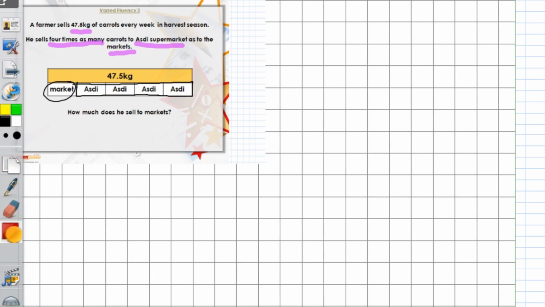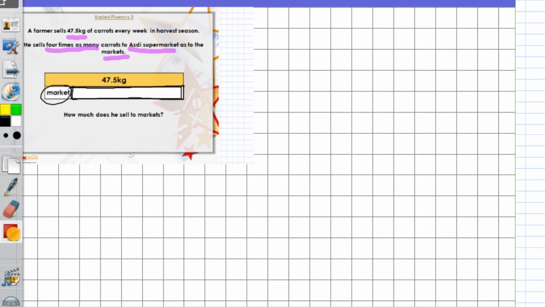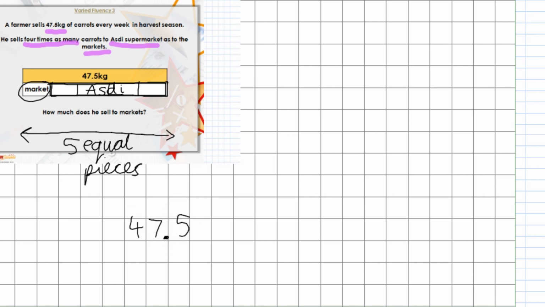So it's taken the market size, the market bar, and it's multiplied it by 4. So this whole here represents the carrots sold to Asda. And we want to know how much he sells to the markets. So we need to identify how many parts this bar model is split into. We've got 47.5, and it's actually split into 5 equal parts, because we've got the market part, and then we have the 4 times as many, the 4 parts that make up the Asda. So we're taking 47.5 and we're dividing it by 5.